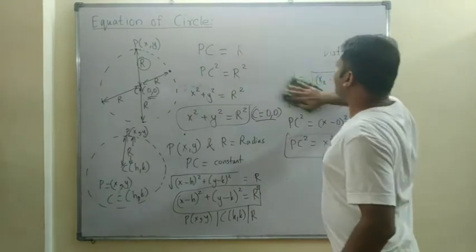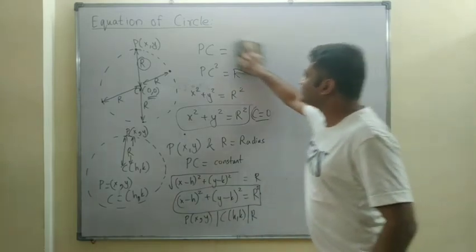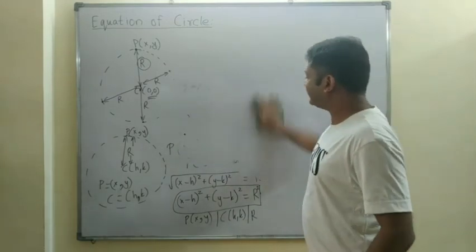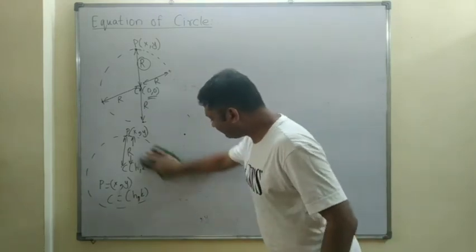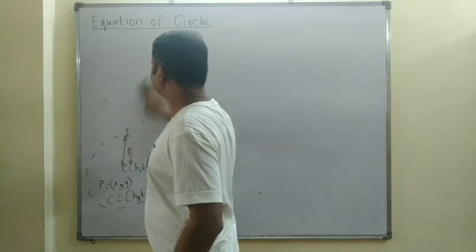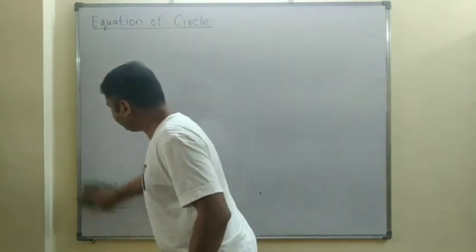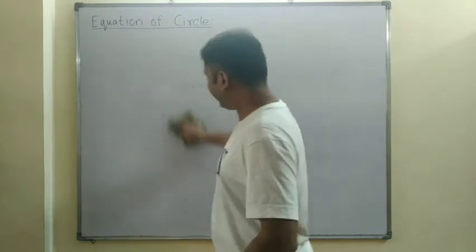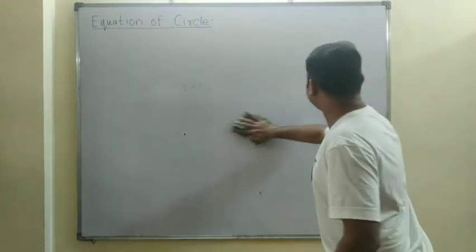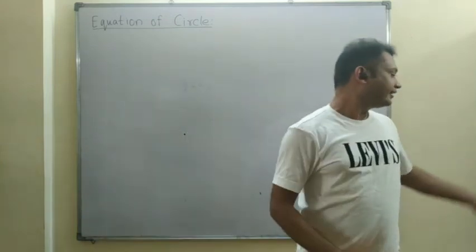x square plus y square is r square, where center of circle is 0 comma 0 and r is radius of circle. And another form is (x minus h) the whole square plus (y minus k) the whole square is equal to r square, where center of circle is h comma k. h is the x coordinate, k is the y coordinate of the center of circle, and r is the radius of circle.